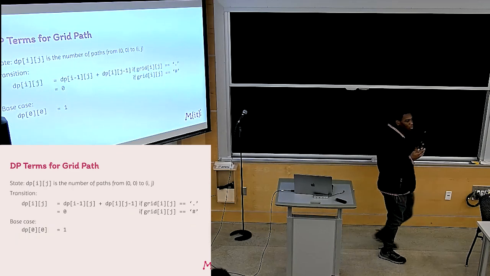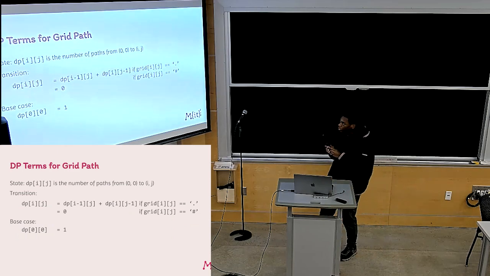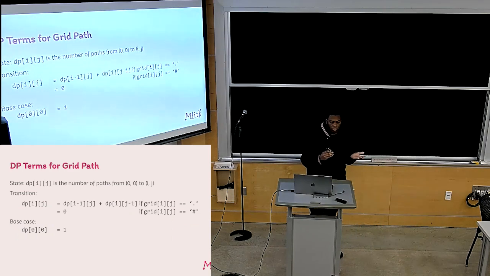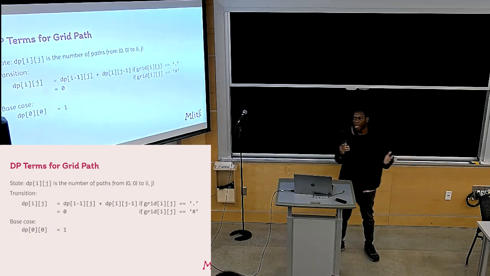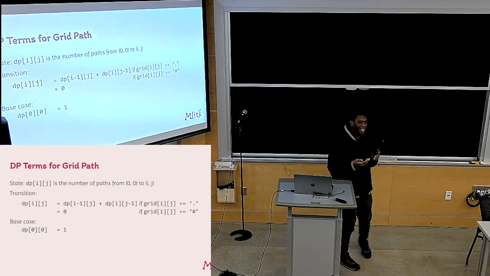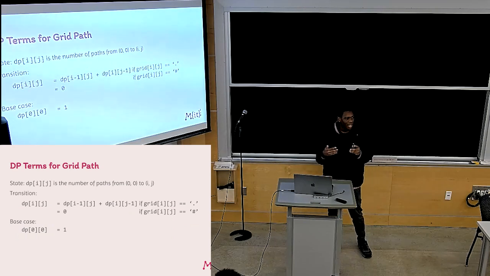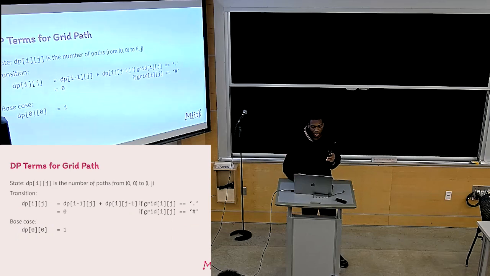So if you were to have a formal definition of our grid paths problem, it would look somewhat like this, where we have a 2D array, which is the state, and each element of the state represents the number of paths that can reach the i, j cell. Then we have a transition, and in this case, it's just how you update it. So you sum the left cell and the top cell. And then the base case is just the top left cell is 1.